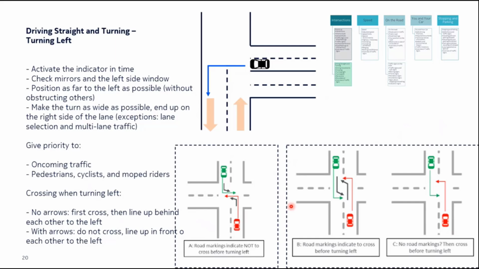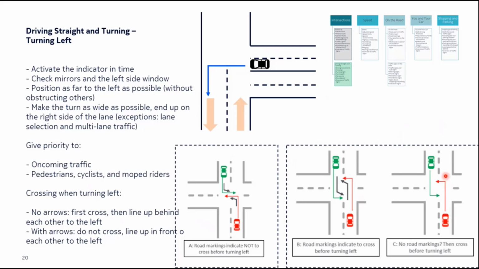Now, if there are no road signs, what is the default way or what's the general way? Cross first and then make a turn. That's how you do it. Okay, because that's the way you should do it. If you don't do that, you will be obstructing traffic.